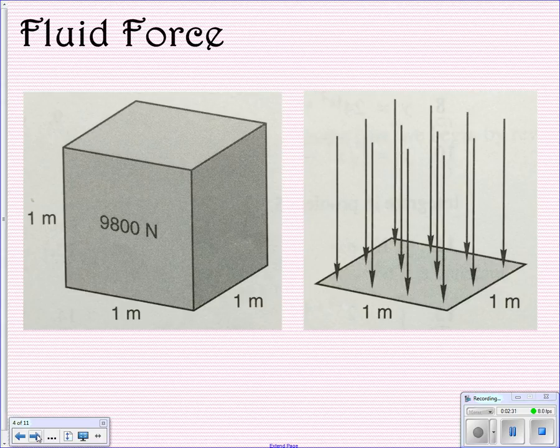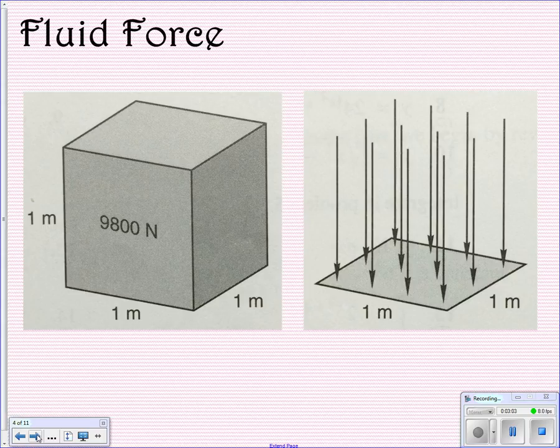And then on the right-hand side, they show you that the weight of the water is evenly distributed over the whole bottom of the cube. So the average weight of the water at the bottom is 9,800 newtons per square meter. If the water was deeper, let's say it was 3 meters deep, then the weight at the bottom would be 3 times your 9,800 because it's 3 times as much pressure.